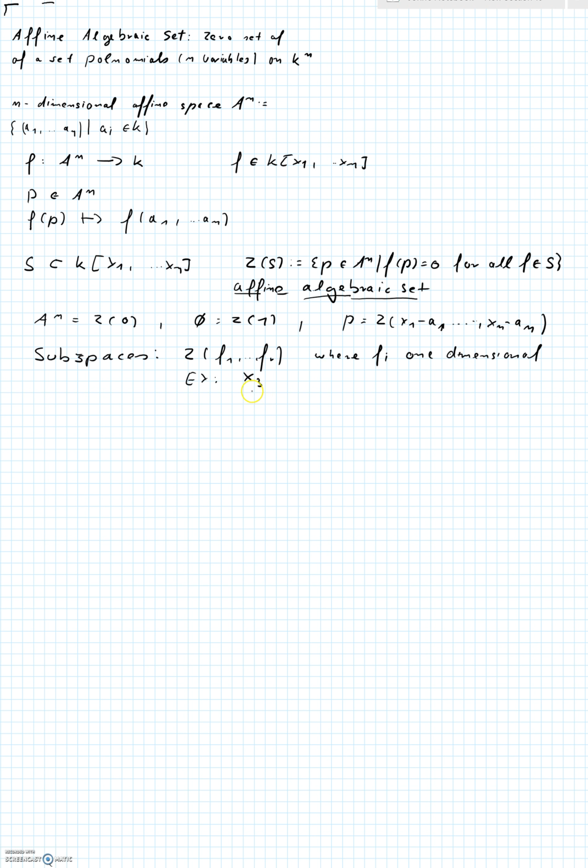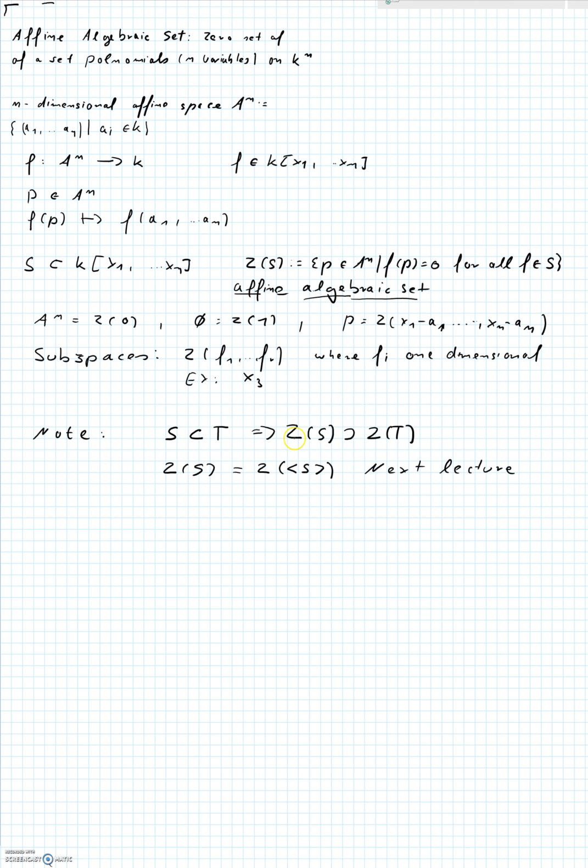For example, if we want to express the subspace of A^3 which is given by the condition that the third coordinate is 0, we can express the subspace as Z of x3. Now note that if we have a set S inside a set T, then we have Z(S) contains Z(T).